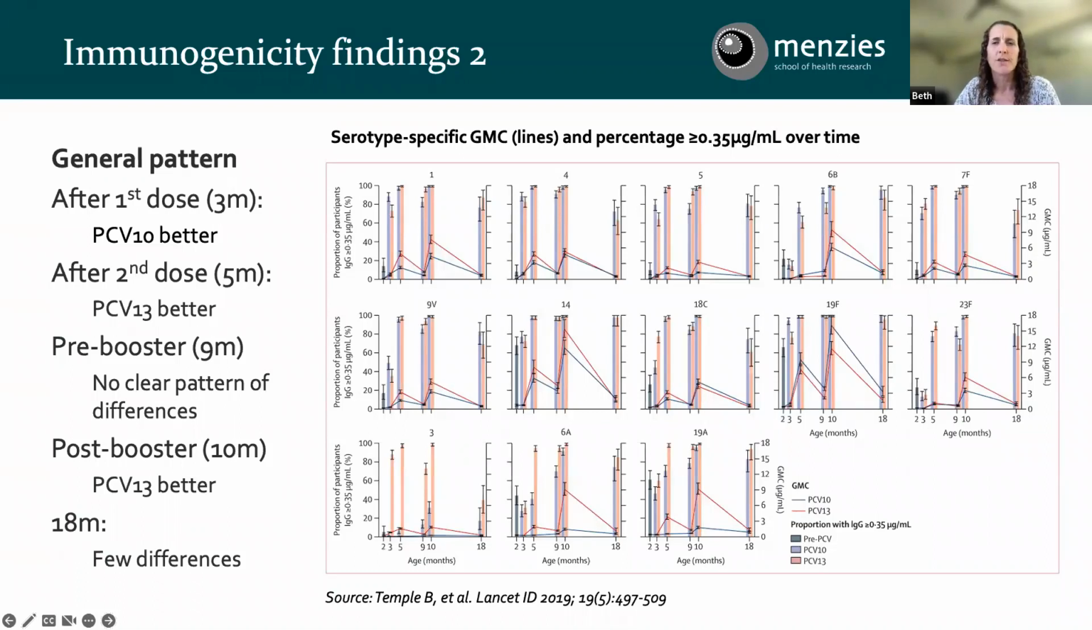After the second dose, so post-primary series, antibody levels tend to be higher with PCV13 than with PCV10. But by 9 months of age, so pre-booster, there was no clear pattern of differences. For some serotypes, it was higher with one vaccine, and for other serotypes, it was higher with the other. Post-booster, PCV13 tended to generate higher levels again, but by 18 months, there were very few differences between the two vaccines.